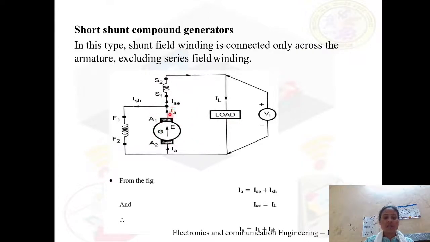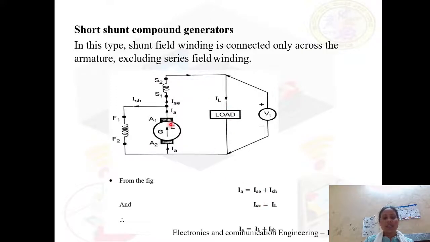The armature current is IA. Here there is a node, right? At this point the current will be divided between this series field winding and this parallel field winding. Therefore, this armature current IA can be written as the sum of ISE and ISH. I repeat, this current is divided at this nodal point between the series field winding and the parallel field winding. Therefore, IA is equal to ISE plus ISH. This expression we can write according to KCL.